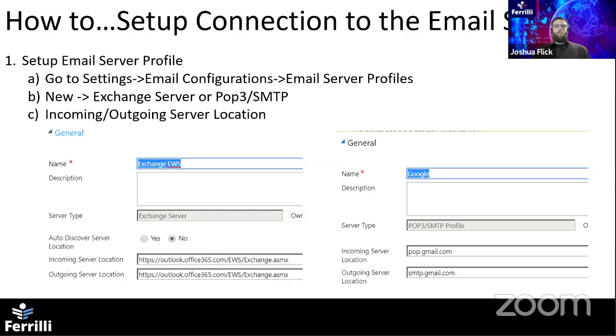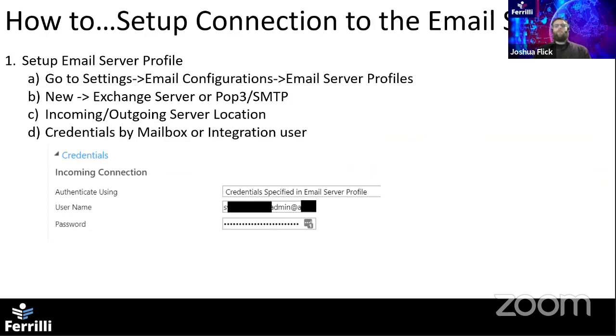First, if you're using Office 365, your incoming and outgoing server locations will look like what I have displayed here on the left screenshot, where it's saying outlook.office365.com. Whereas if you're using something like Gmail, they're going to look like what you see in the right-hand screenshot, where it's like pop.gmail or smtp.gmail.com.